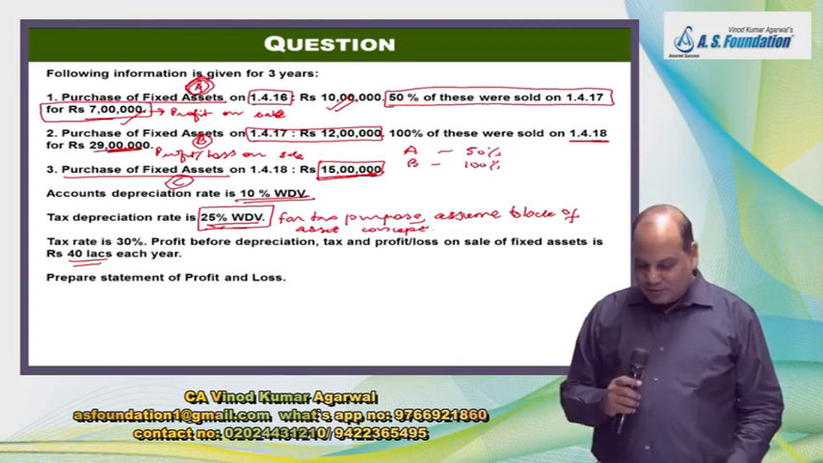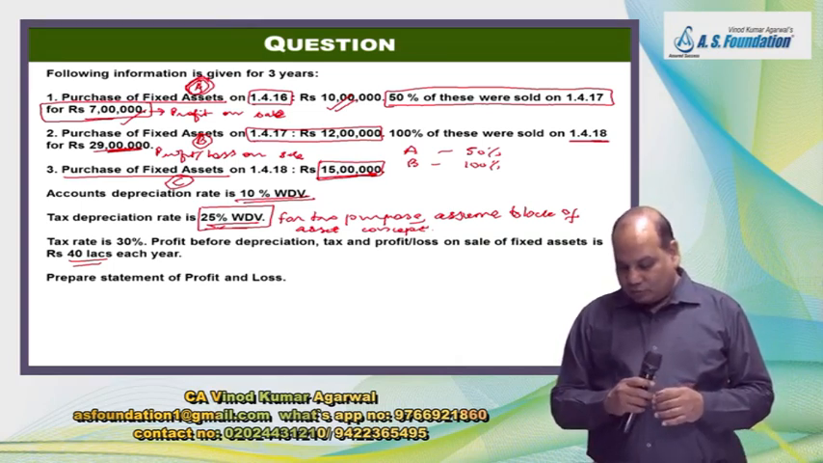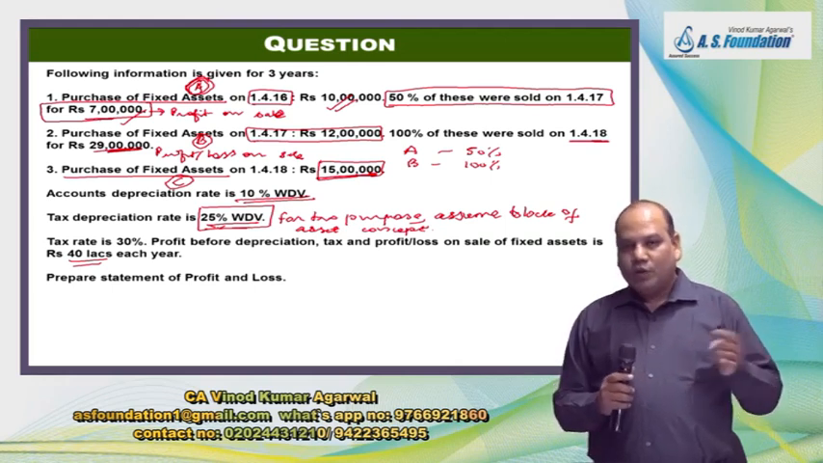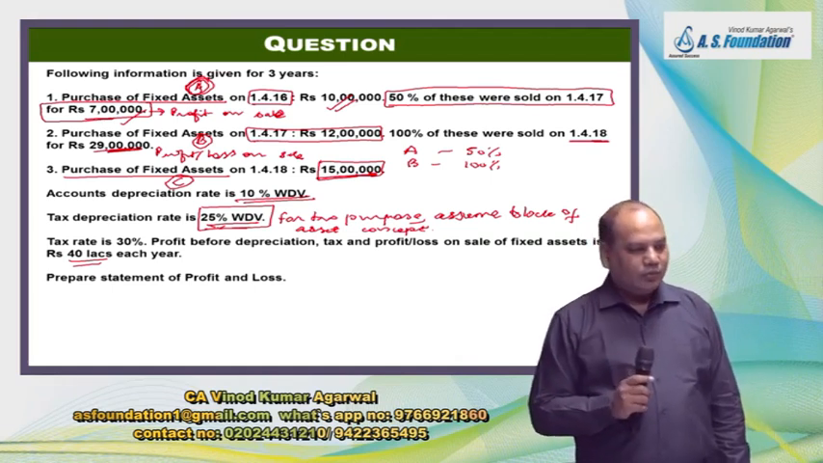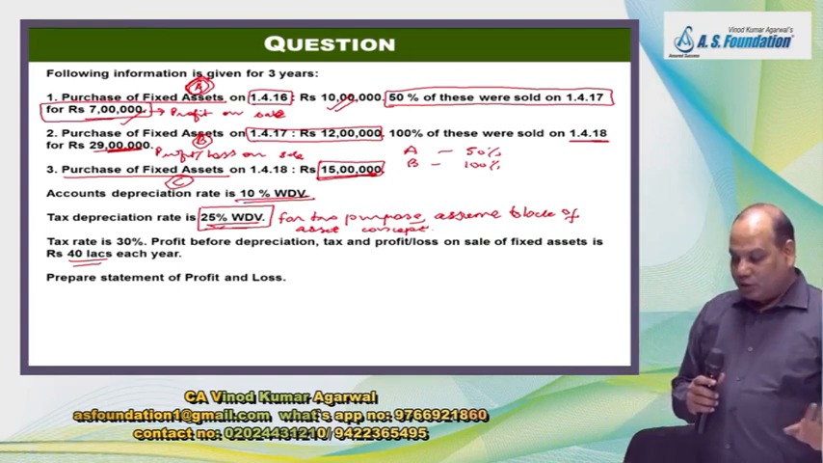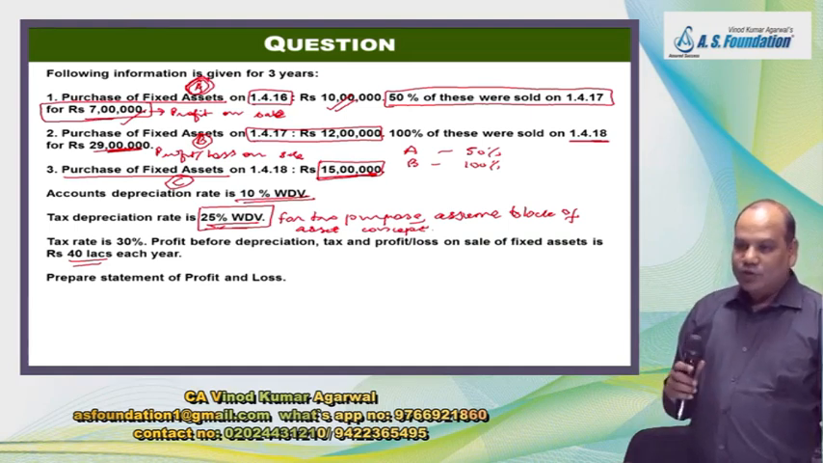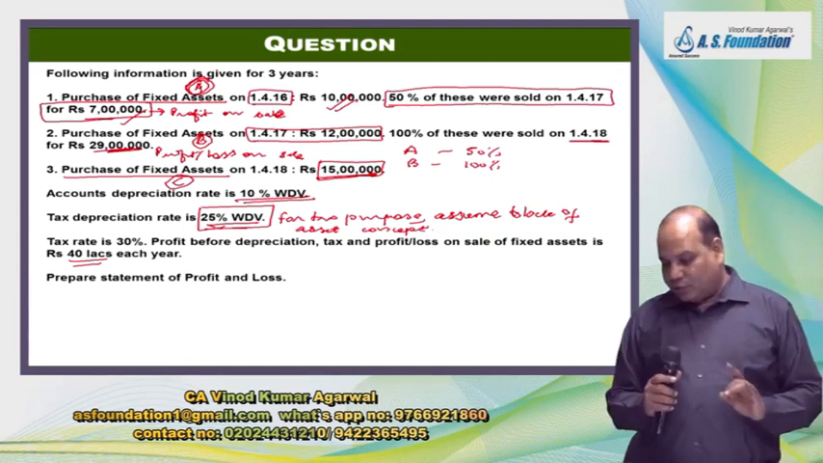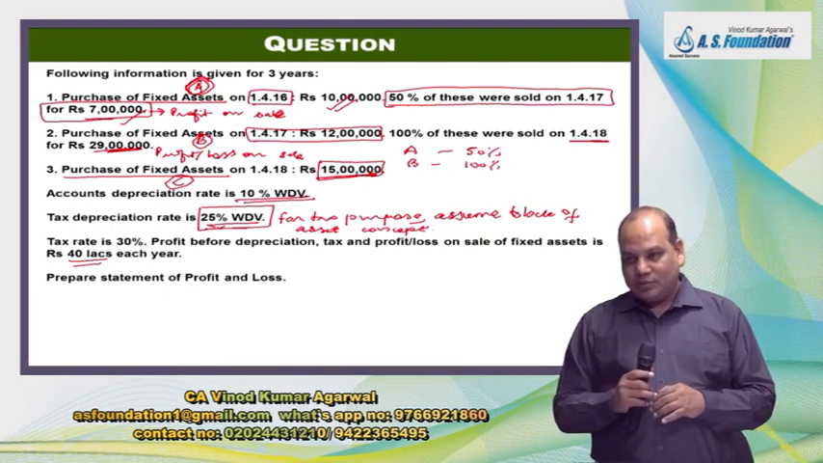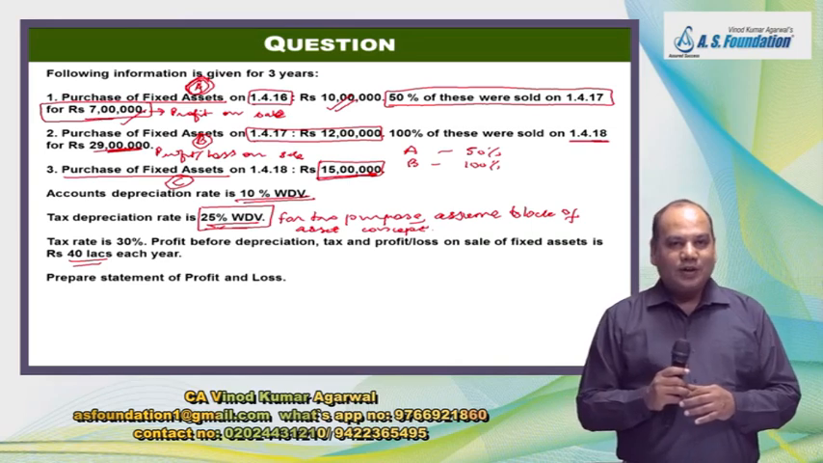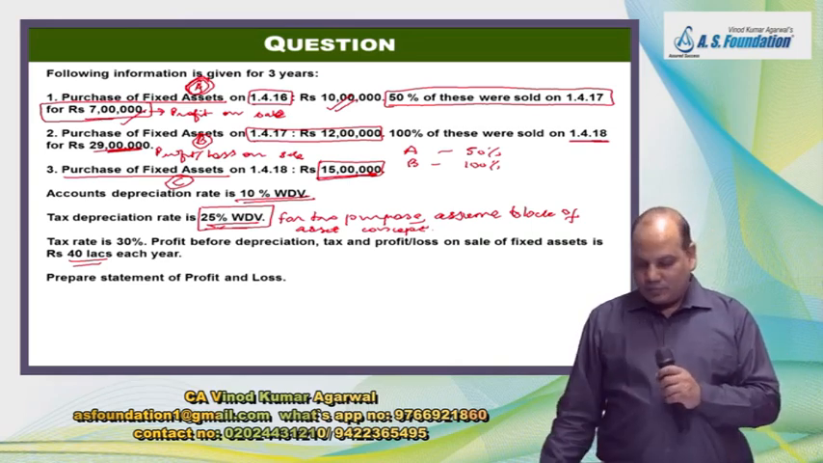Then whatever balance comes on that, you compute the depreciation. Right. So first what I need to do, again like the previous question, I need to do working notes before I prepare the SOPL. Which working notes will I complete before preparing SOPL? I need to find out the depreciation as well as, in this question, profit or loss on sale. Second, I have to find out the tax depreciation. Third, I need to find out the current tax. Fourth, deferred tax. And fifth, SOPL.